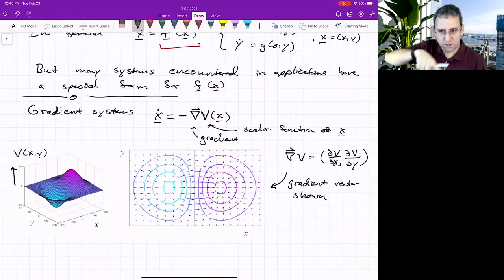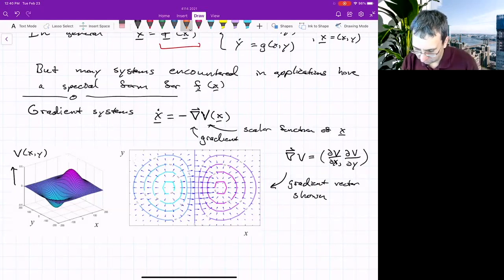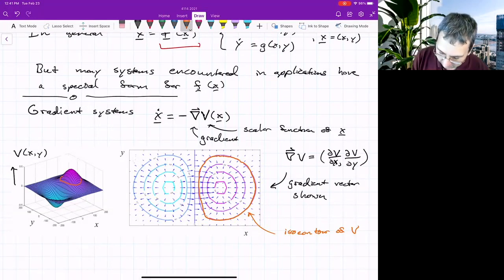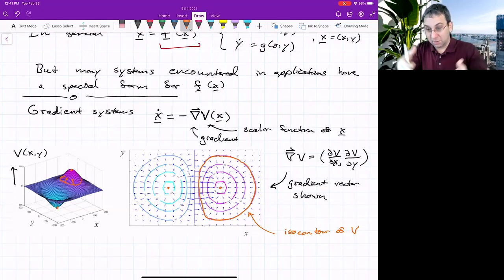The almost closed curves that are shown are curves of constant v. Maybe if I point one of these out, this one on the right in orange, it's a surface of constant v. So we might say it's an isocontour of v. The way gradients work, gradients are always perpendicular to the isocontours of a scalar function that they're operating on. So here, the gradient is pointing upward towards the hilltop. So there's a hilltop right here. And then on the other side, we have the bottom of this function v.